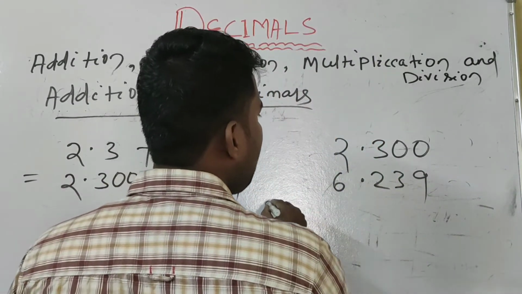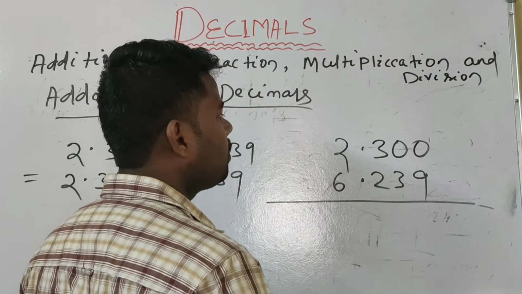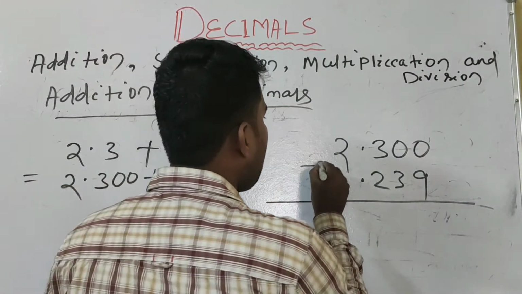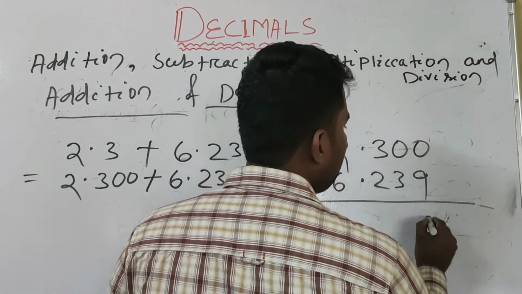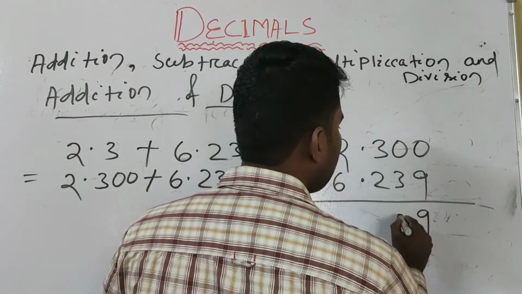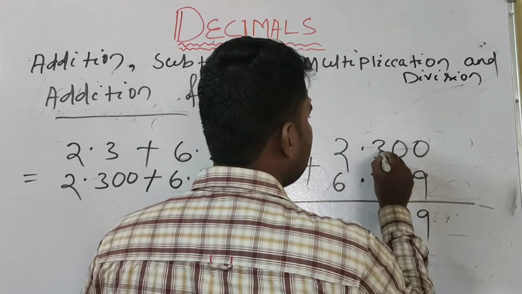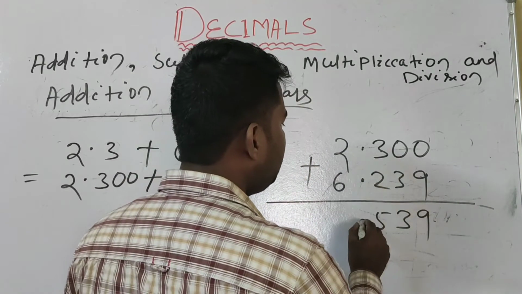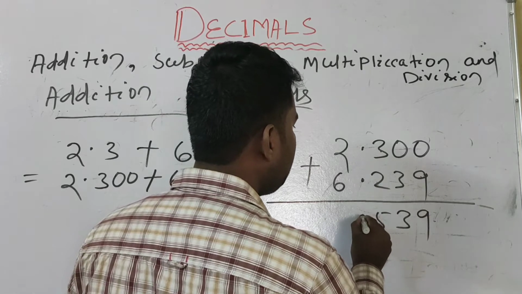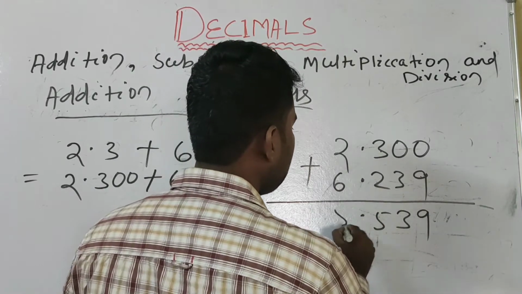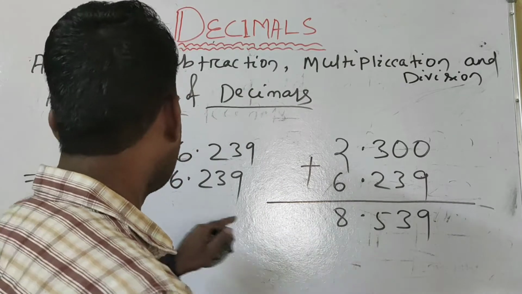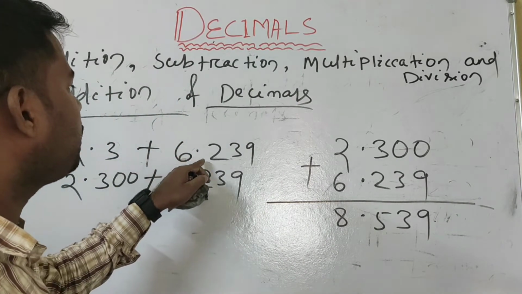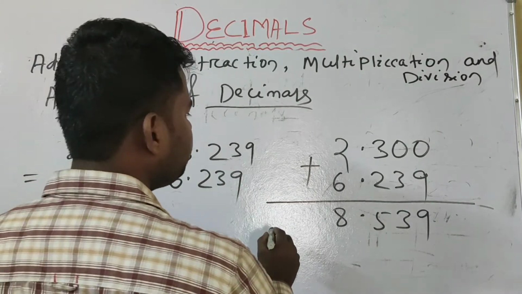Now we will add, as we do in whole numbers. 9 plus 0 is equal to 9. 3 plus 0 is equal to 3. 3 plus 2 is equal to 5. Under the decimal point, we directly put the decimal point, and 6 plus 2 is 8. This is the sum of 2.3 and 6.239.